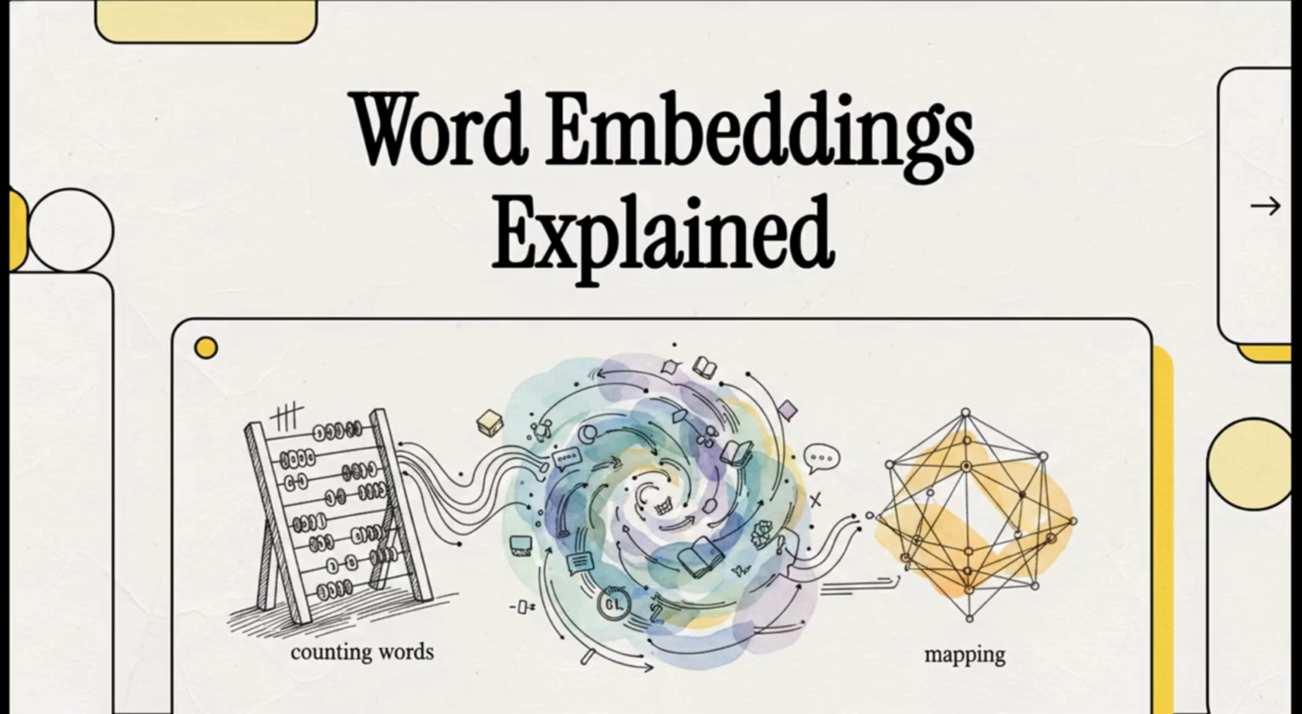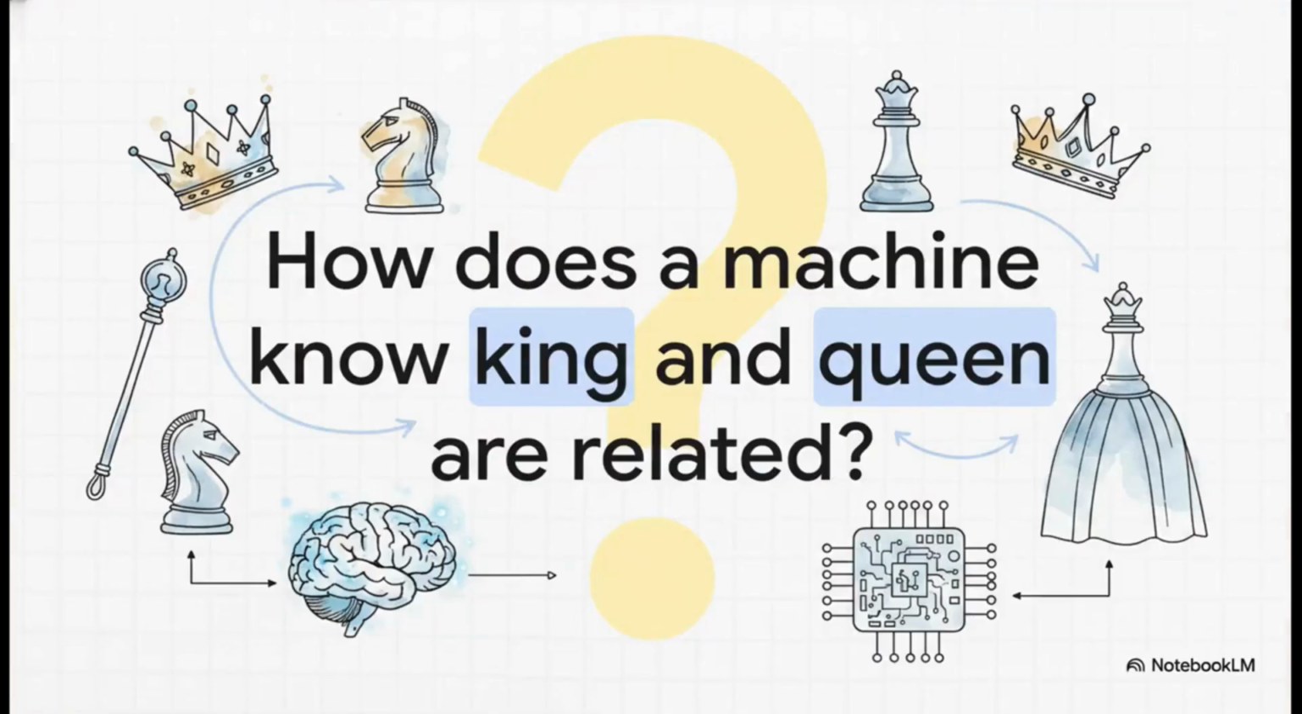Welcome to The Explainer. Today we're going to explore a really monumental shift in artificial intelligence. We're looking at exactly how computers finally learned to understand the true underlying meaning of human language. It is a completely fascinating journey, taking us from simply counting words all the way to actually mapping human thought. Okay, let's dive right into this.